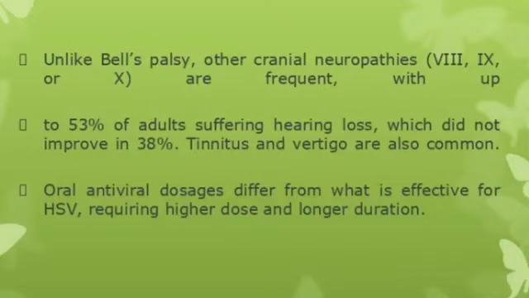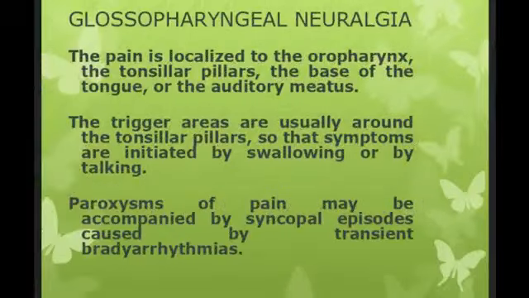Treatment with oral antiviral dosages differs from what is effective for herpes simplex virus type 1 in Bell's palsy, so it requires a higher dose and longer duration. Glossopharyngeal neuralgia is an uncommon pain syndrome that presents with either a paroxysmal pain identical in quality to that of trigeminal neuralgia, or a continuous burning or aching discomfort.